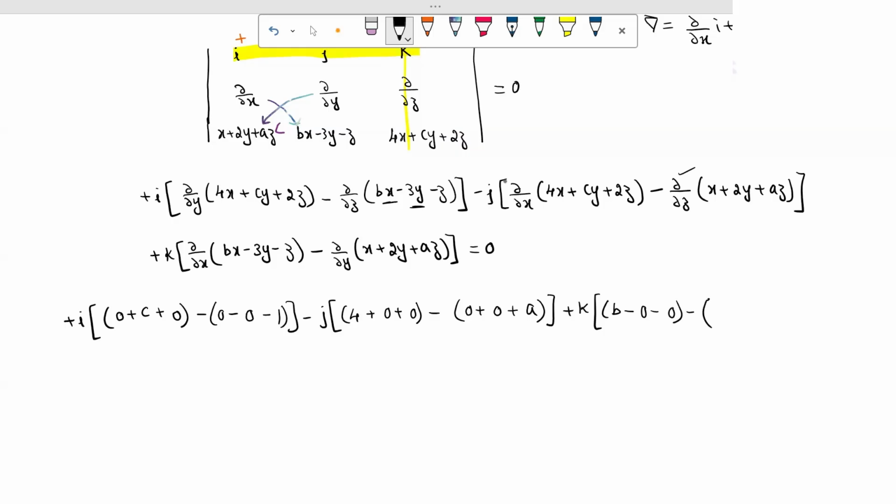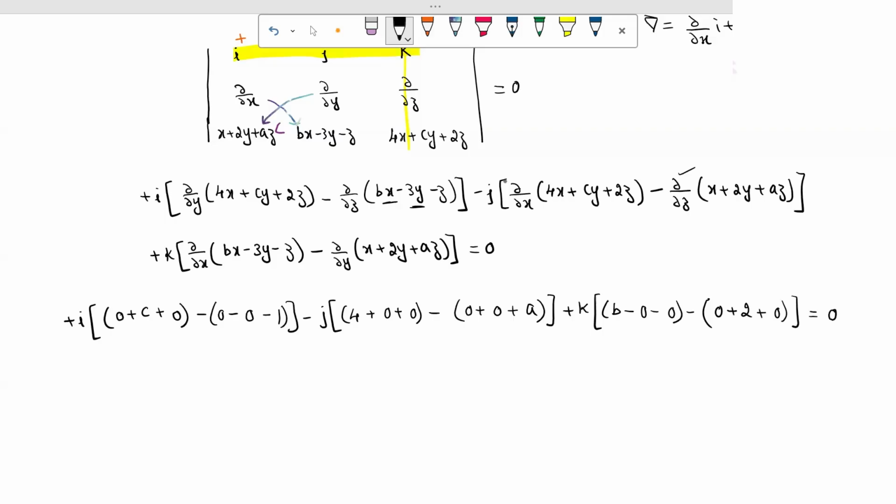Now it is dou by dou y of. So when you're trying to differentiate with respect to y, x and z are constant. So first term x is a constant, derivative is 0, plus 2 times the derivative of y with respect to y will be 1. So 2 times 1 will be 2, plus a into z. Z is a constant, derivative will be 0, is equals to you have 0.